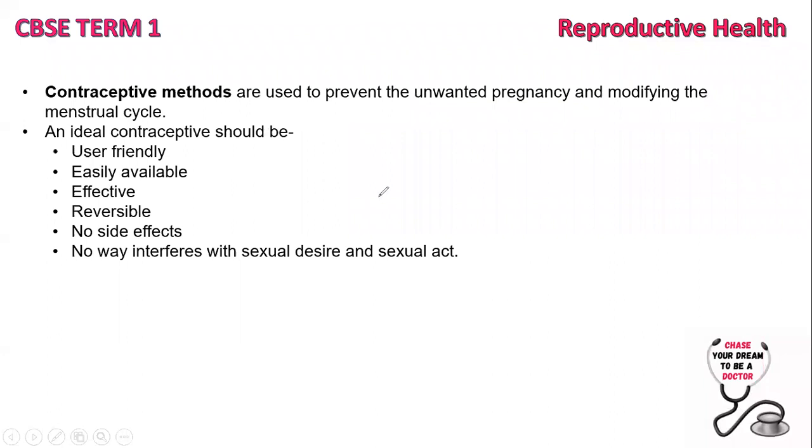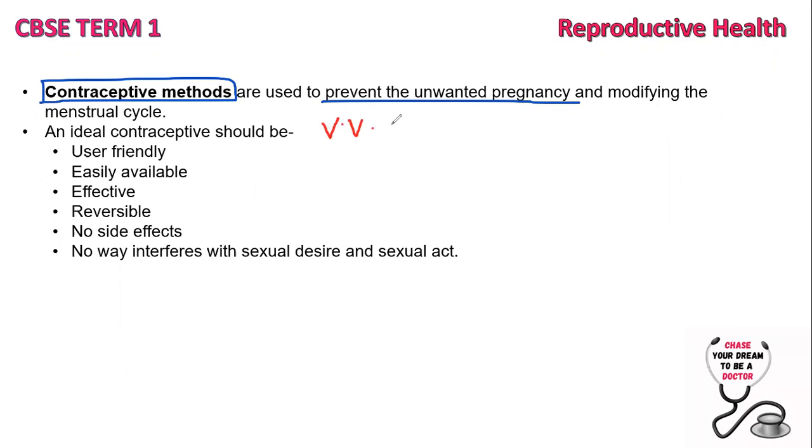Now, the most important thing that we discussed is the usage of contraceptive methods. So in this chapter, we are going to study the various types of contraceptive methods. And what are these contraceptive methods? These are used to prevent unwanted pregnancies. This is a very, very important point.